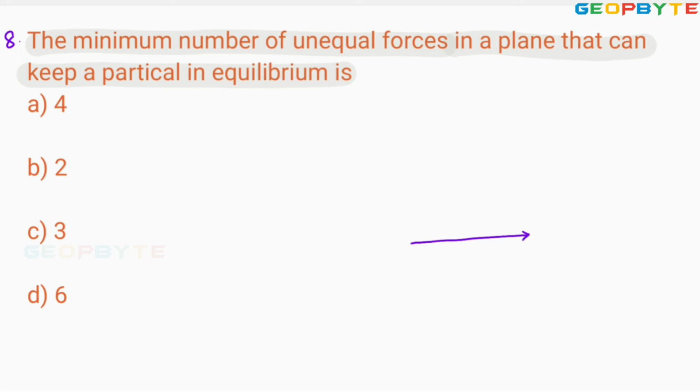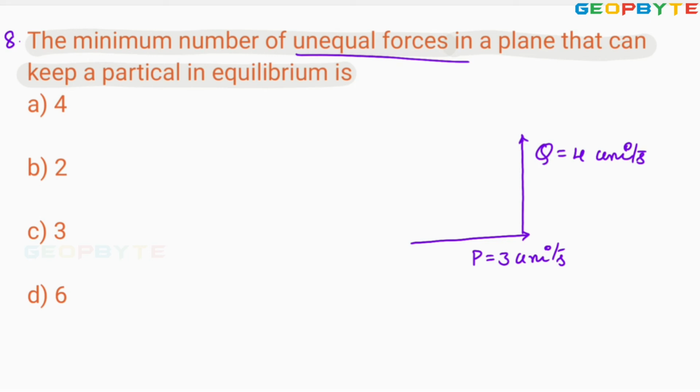Let this be the force P equal to 3 units, and this is another force. Let that be Q equal to 4 units, because it is given unequal forces. Then the resultant force is R. This is the resultant force R. That resultant force R must be equal to root P square plus Q square, that is equal to 5 units.